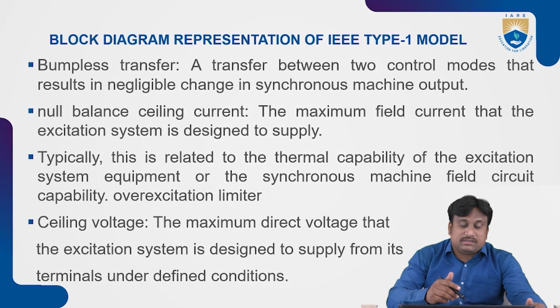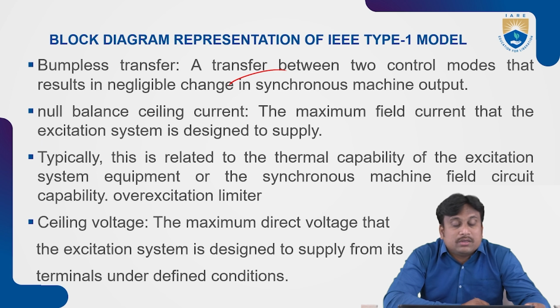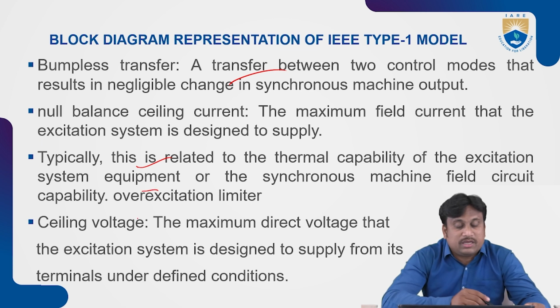Bumpless transfer. What does this mean? Transfer between two control modes that results in negligible change in the synchronous machine output. So null balance. Ceiling current: the maximum field current that the excitation system is designed to supply. Typically this is related to the thermal capability of the excitation system. The equipment or synchronous machine field circuit is going to be operated suitably under over-excitation limiter case.